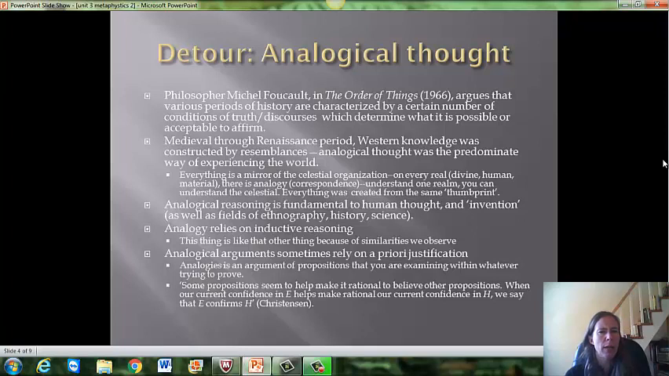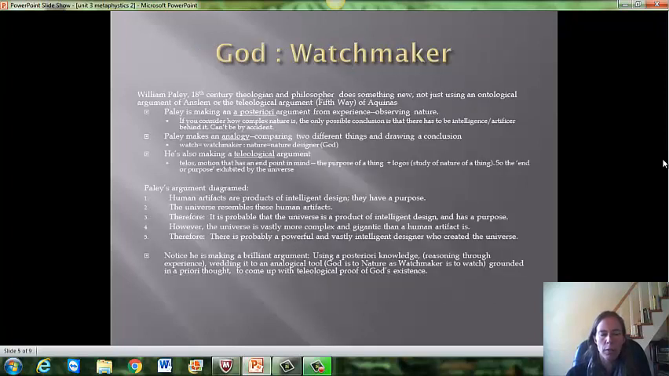Now let's go back to William Paley, who's, as I said, an 18th century, I guess he'd be 19th century, theologian and philosopher. Anyway, he's doing something quite new there. He's not just relying on an ontological argument like Anselm, or the teleological argument of Aquinas, which I think is his fifth way, if I didn't mess that one up. It's either the fourth or fifth way. So Paley's making an a posteriori argument from experience, based on observing nature.